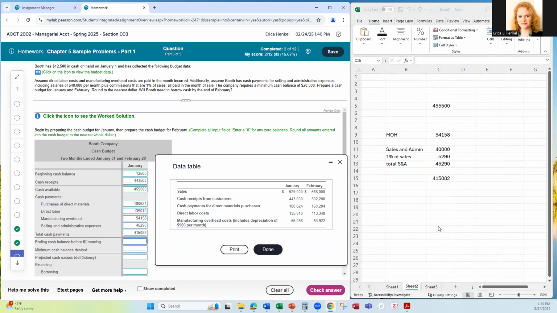So then we take our cash available and subtract out our cash payments. This is cash available, that's our cash payments, and that gets us ending cash.